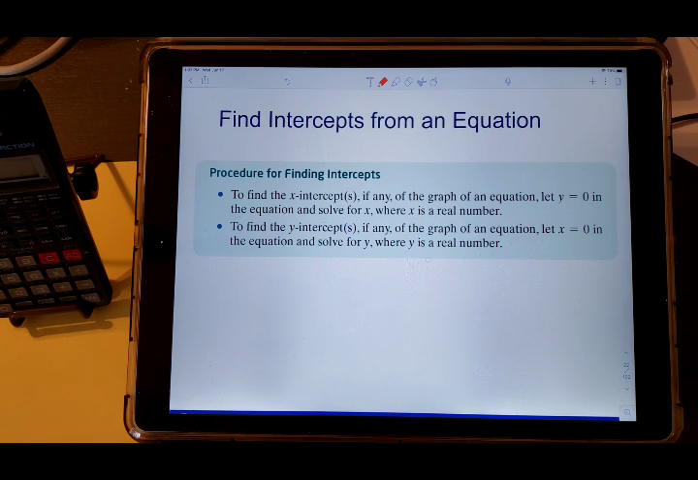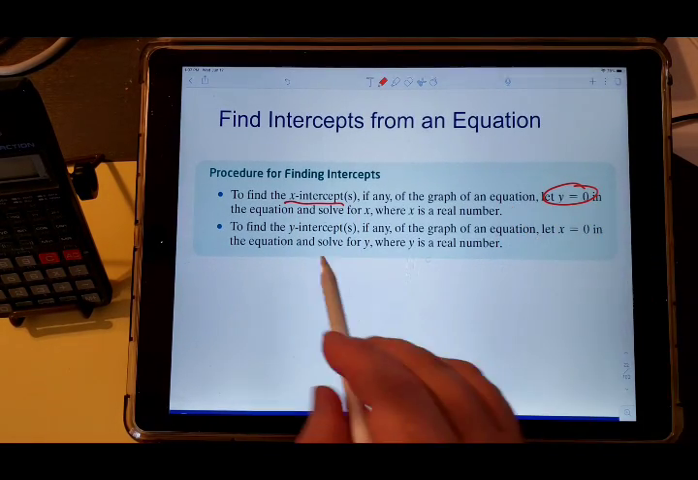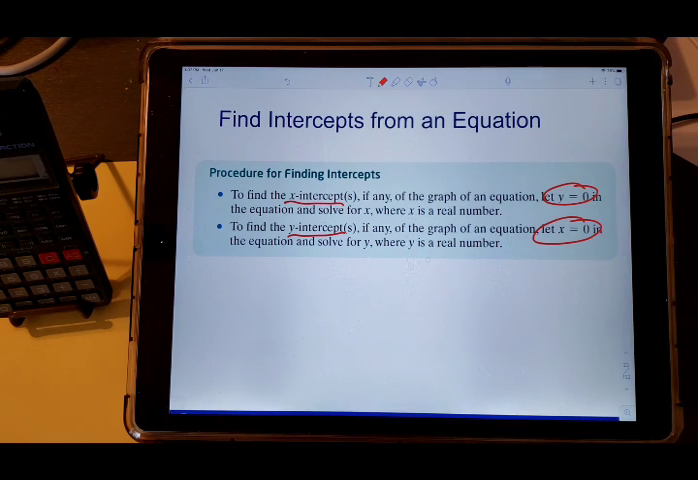All right, so what was I saying? How do you find the intercept without peeking, without looking, without seeing the problem? Well, you find the x-intercept by letting y equal 0, and you find the y-intercept by letting x equal 0. And that's about it. That's how you do it.